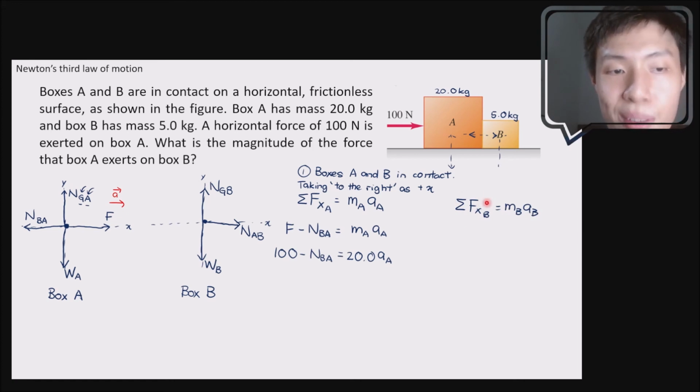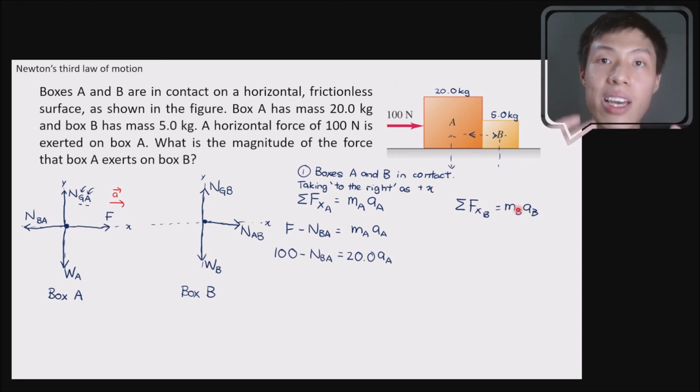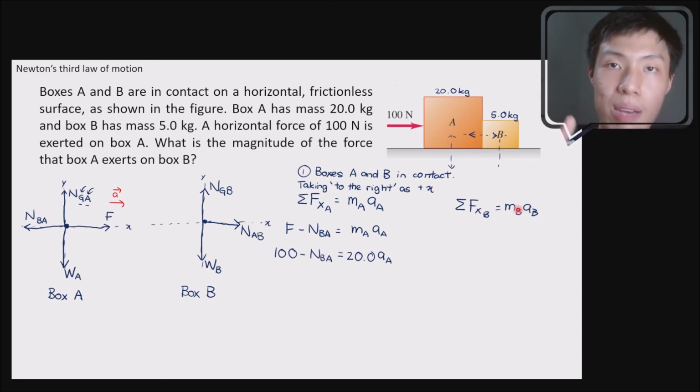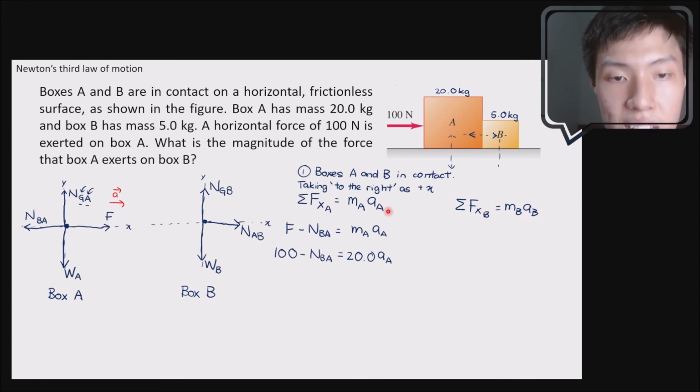It shouldn't be the net force of B causes the acceleration in A. It should be on the same body, right? The net force acting on one body should equal the mass times the acceleration of the body itself. It's supposed to be the same body. So if this is B, this is B, this is A, this is A.